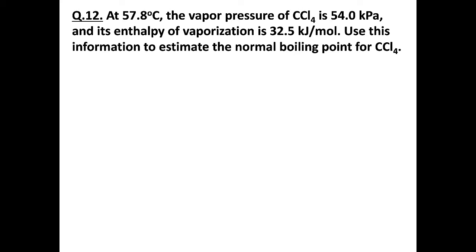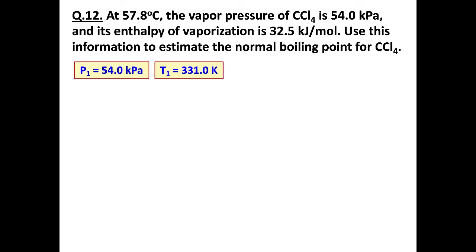There's a little bit of interpretation that's involved here too. So here's the data given, and the first temperature, 57.8 degrees Celsius, of course needs to be converted to Kelvin, and that is its pressure. I'm just choosing to call this point 1, P1 and T1. And then we're trying to find the normal boiling point, so we want to find a temperature.